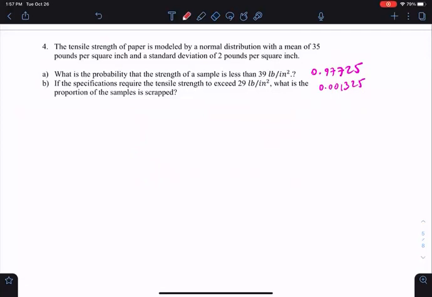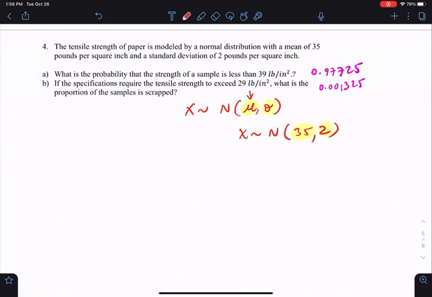Okay, the tensile strength of paper is modeled by a normal distribution. So this random variable follows a normal distribution with mean mu and standard deviation sigma. That's the notation you use when the random variable follows a normal distribution. So they said this variable follows a normal distribution with mean 35. This stands for the mean, right here. And the standard deviation is 2, so that's the standard deviation right here.